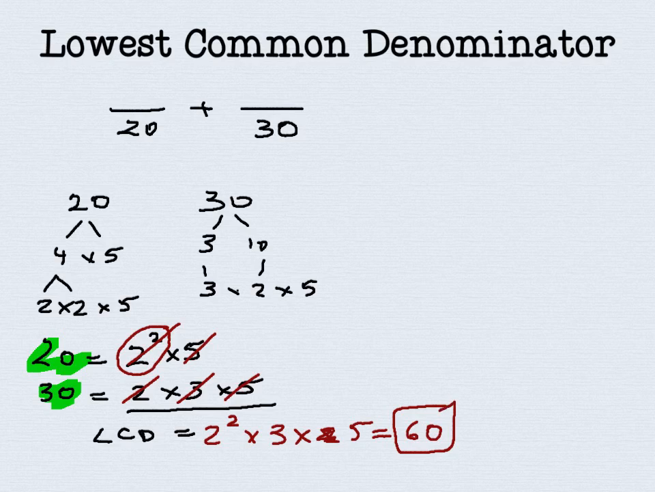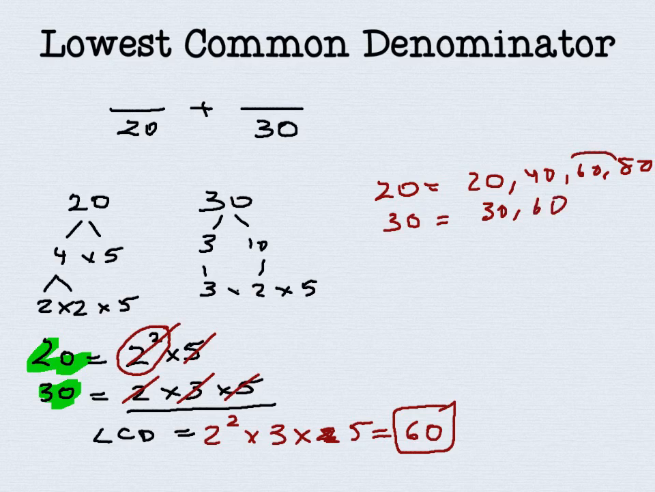That's using the prime factorization method. The other method is to do multiples. So multiples of 20: 20, 40, 60, 80, and so on. Multiples of 30: 30, 60. Oh, bingo. There's your first denominator that's common. So your lowest common multiple, therefore your lowest common denominator, will be 60.